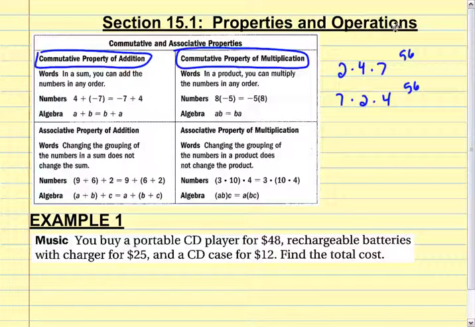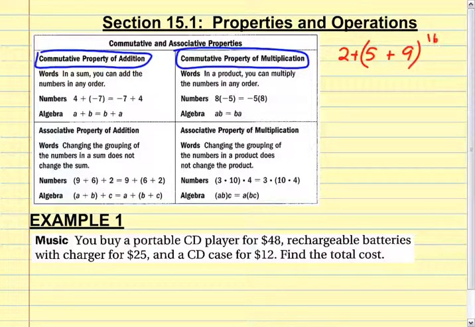Now, let me show you this. Now let's talk about the associative property. In the associative, associate, who we hang out with. They're not going to move, they're just going to change groups. Watch. 2 plus 5 plus 9. Let's do those first. I put parentheses around it. Sarah, what's 5 plus 9? 14 plus 2? 16.